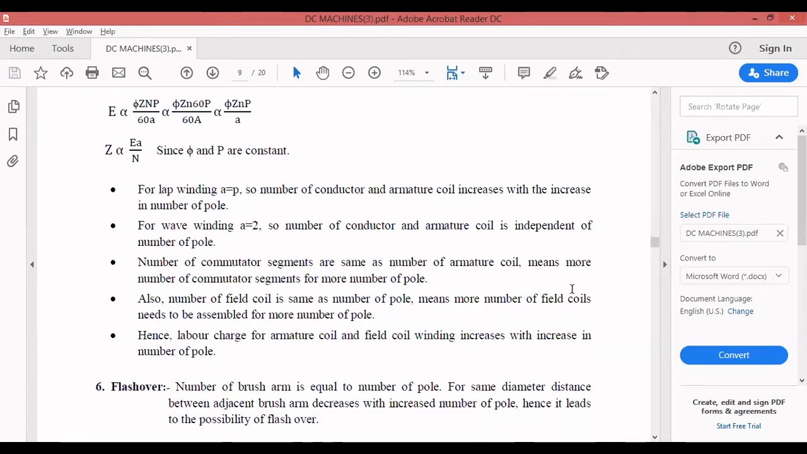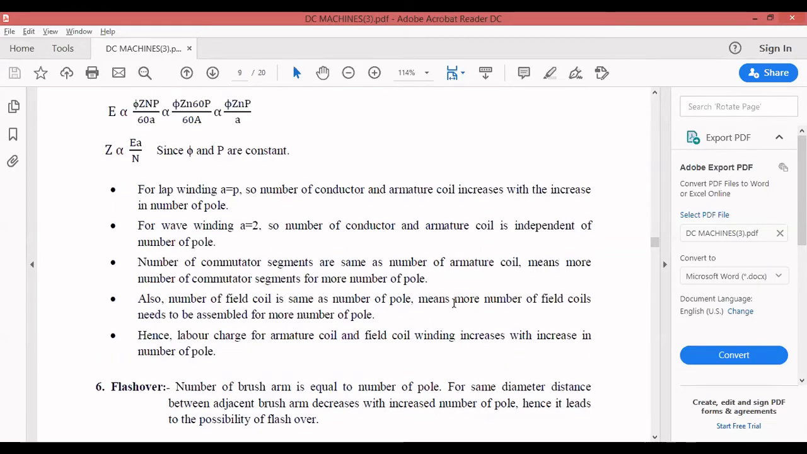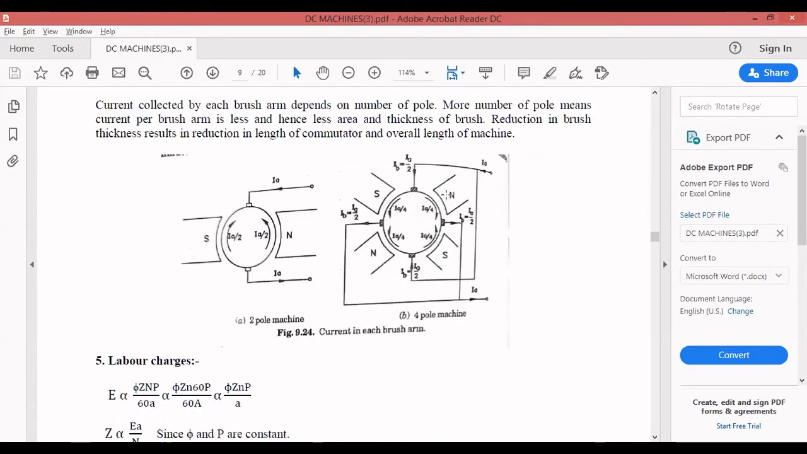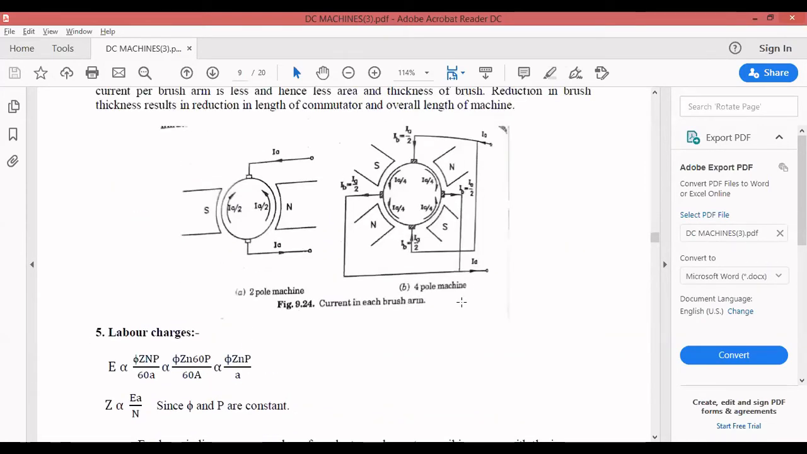But in case of a lap winding, the number of conductors in the armature coil will depend on the number of poles. Now, the number of commutator segments is the same as the number of armature coils, or the same as the number of poles. You know that the number of commutator segments depends on the number of poles. And also the number of field coils is the same as the number of poles. If you have four poles, we have four field coils. If we have two poles, we have two field coils. So as the number of poles increases, the number of conductors in the armature increases, the field coils increase, and the commutator segments also increase. If these things increase, definitely the labor charge also increases. So the labor charge for armature coil and field coil winding increases with the number of poles.